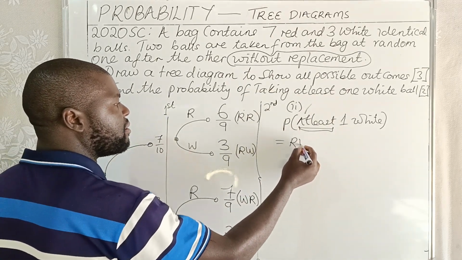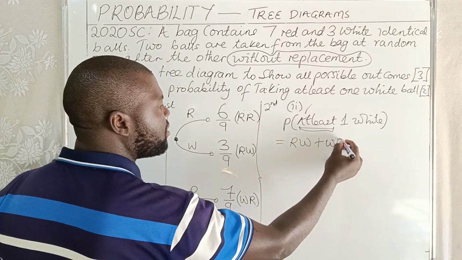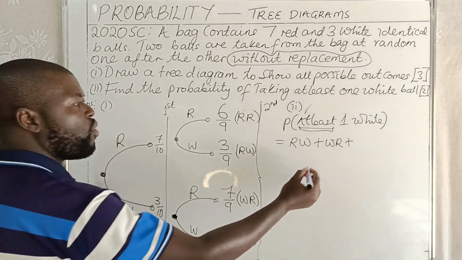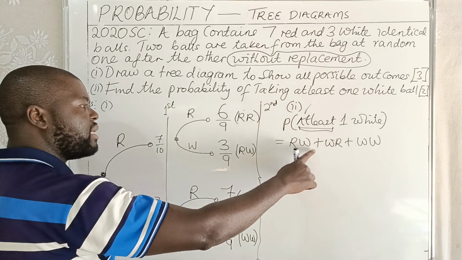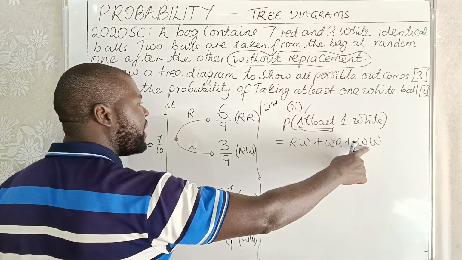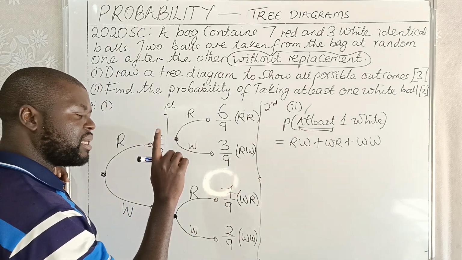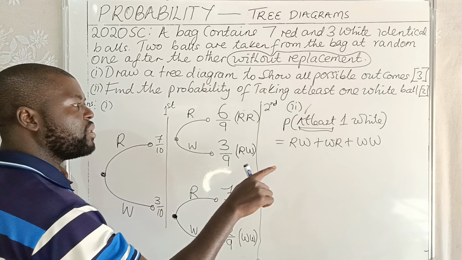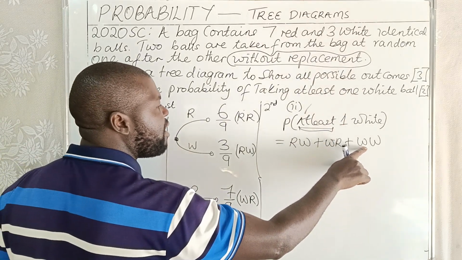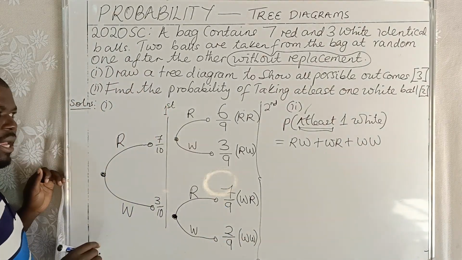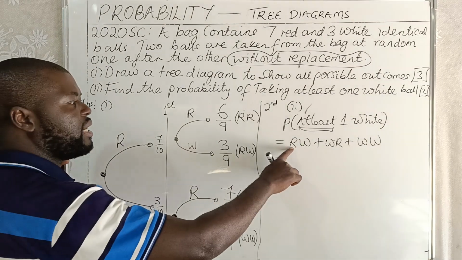So where we have one white or more, we are looking at red, white, also white, red, and also white, white. Here there is one white, here there is one white, here there are two whites. All these are falling under at least. At least means what is there and more. So when we say at least one white, we mean where we have one white and where we have more than one white.